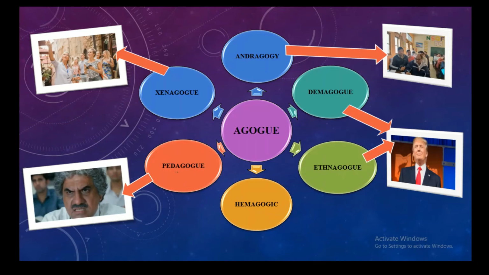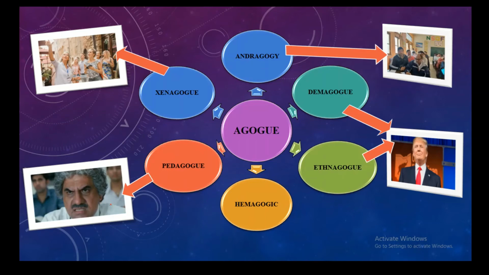Then next one is pedagogue. Peda meaning children, agog meaning leader or teacher. See, the meaning here is pedagogue teachers. They are one who gives too much attention to formal rules only. They are very strict teachers. Okay, they are very strict teachers. So that's why I have put this picture here. You might have seen this man.